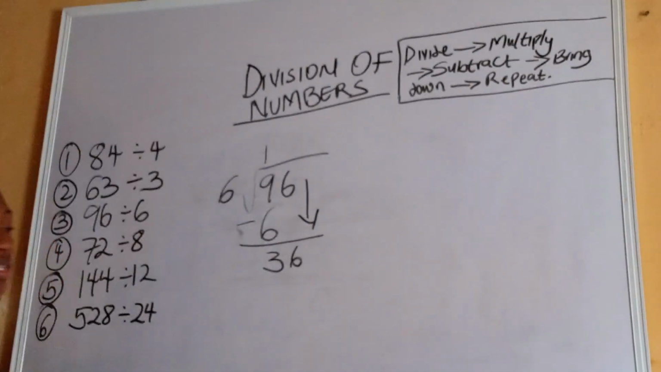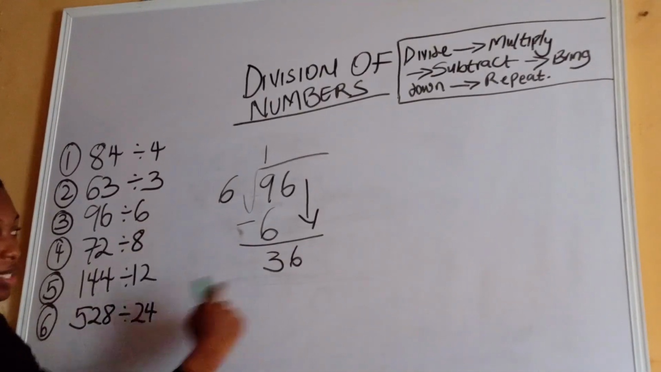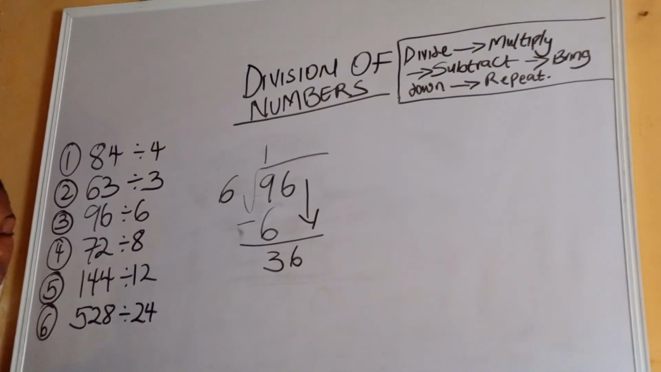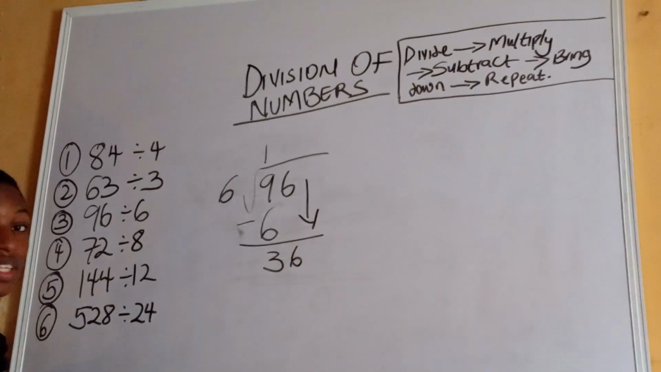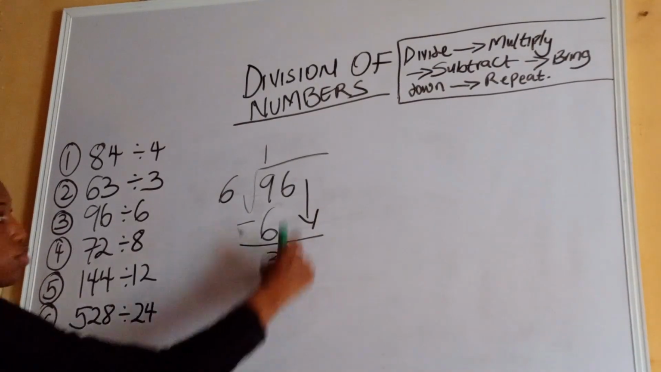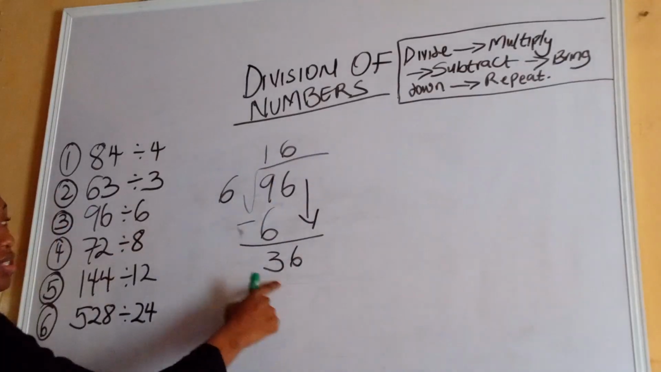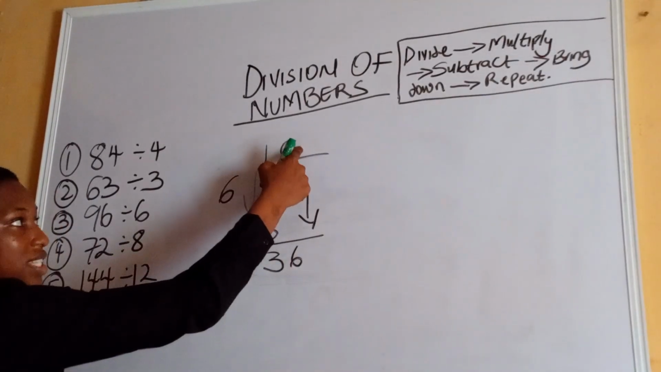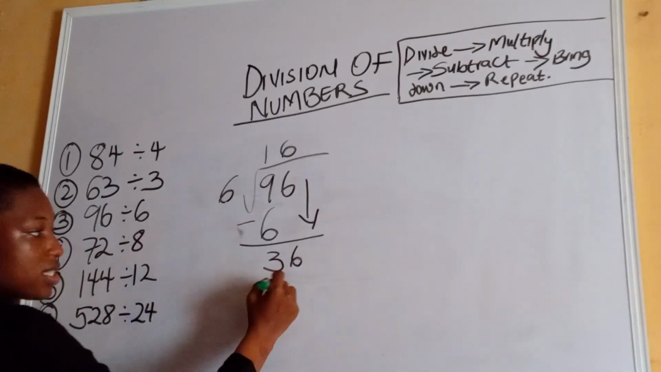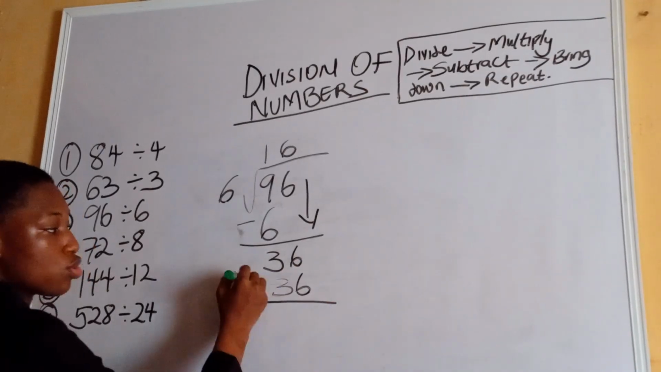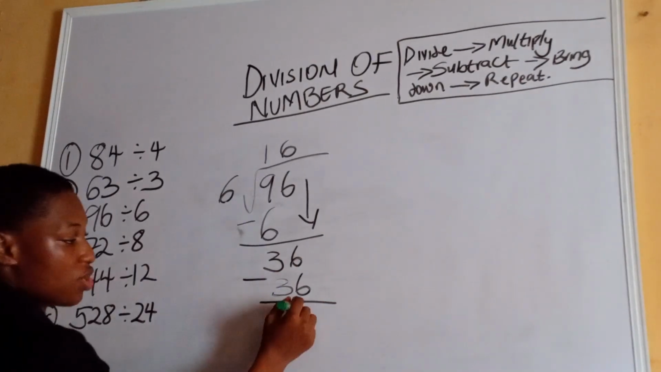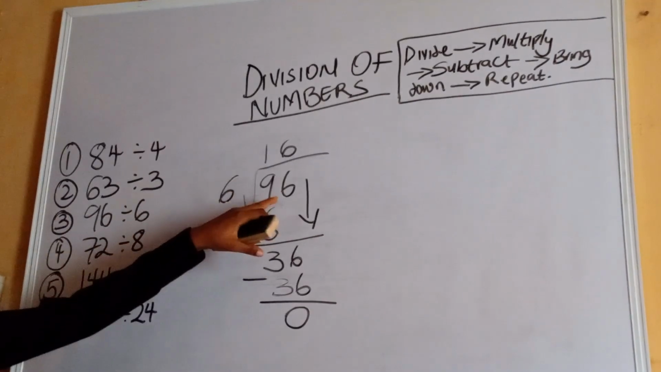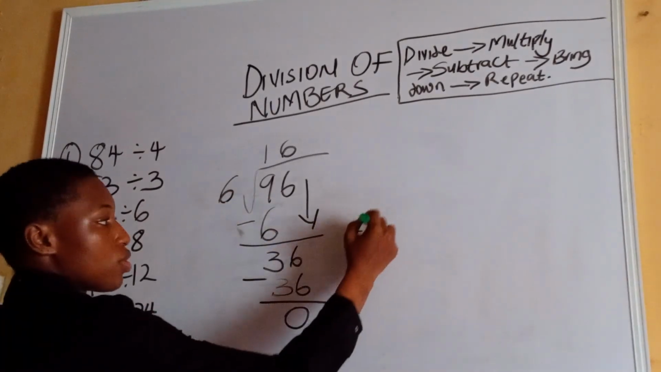So you have 36. So how many 6 can you get from 36? You know 6 times 5 is what? 6 times 5 is 30. 6 times 6, 36. Exactly. So you can get 6 from 36. So you multiply this by this now. 6 times 6, that's 36. And then you subtract. So 36 minus 36, your answer is 0. So 96 divided by 6 is equal to 16.